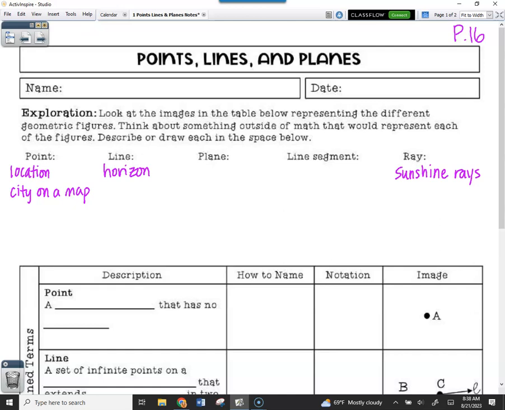A plane, not the one you fly in. Not the one you fly in. Do you know what a plane is? A wood planter? Okay. What is that? I'm not good with plants. So it's like, is it what you put plants in? Or a garden? A wood planer.